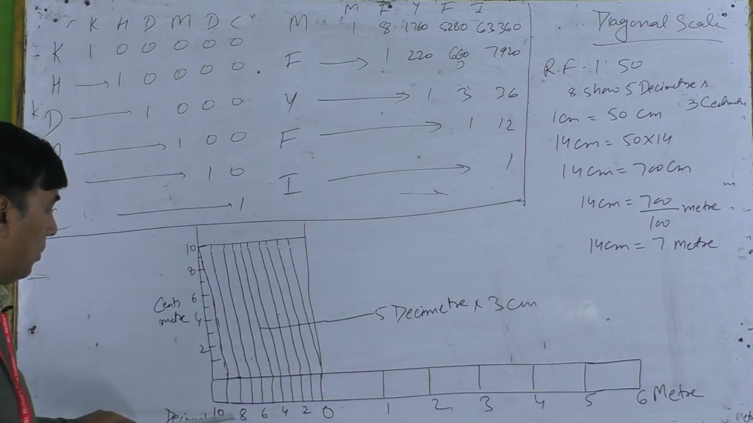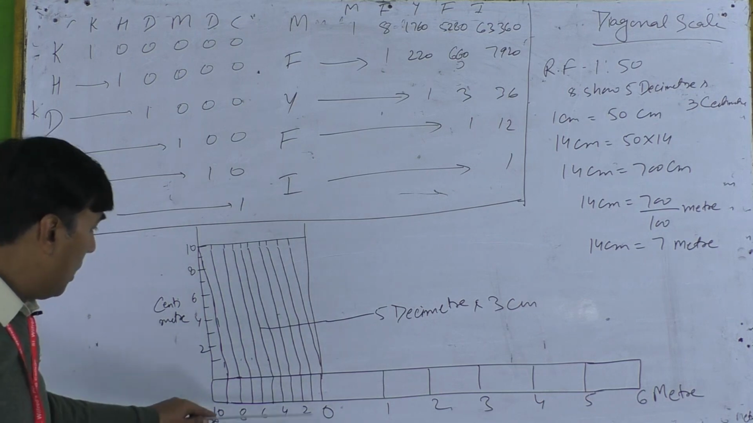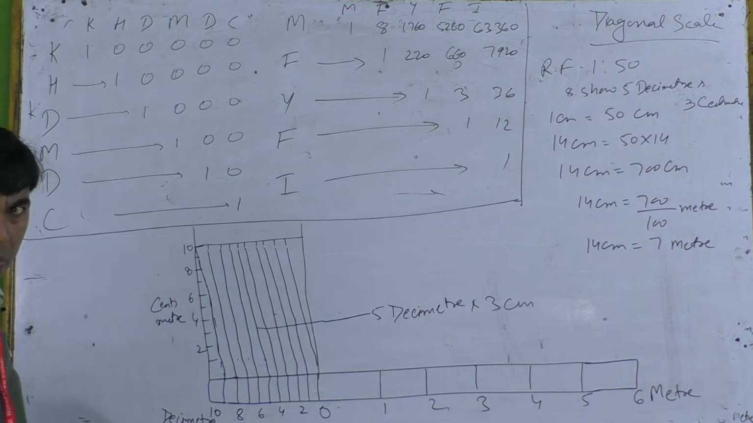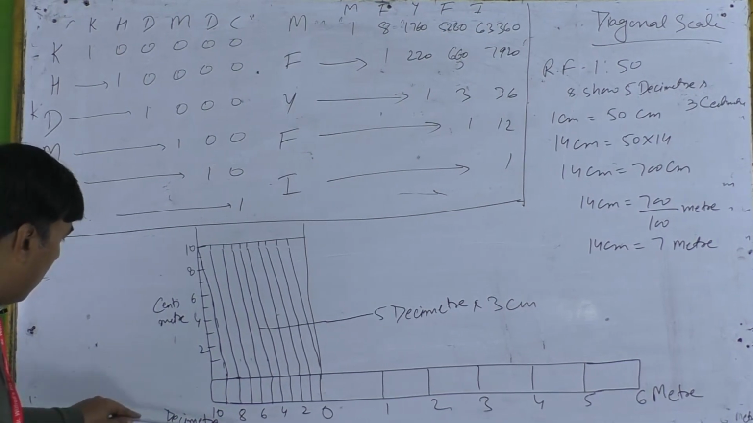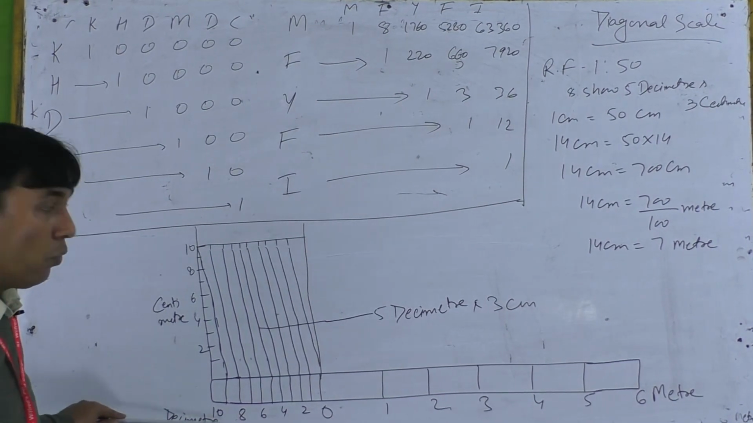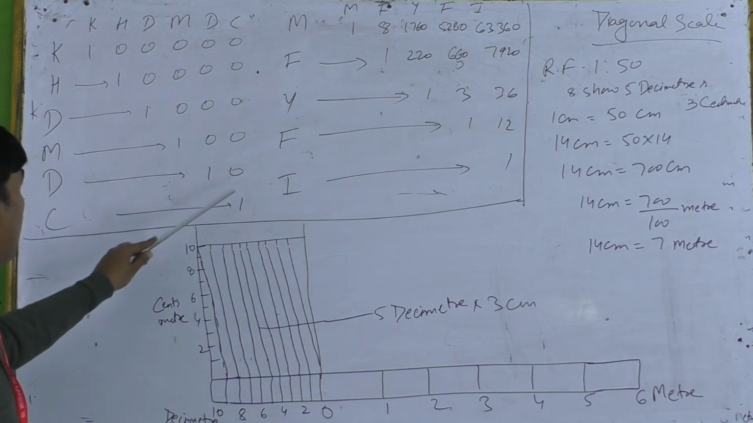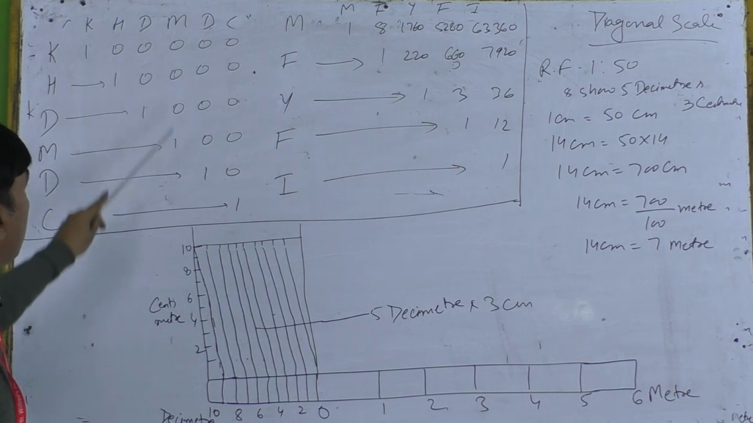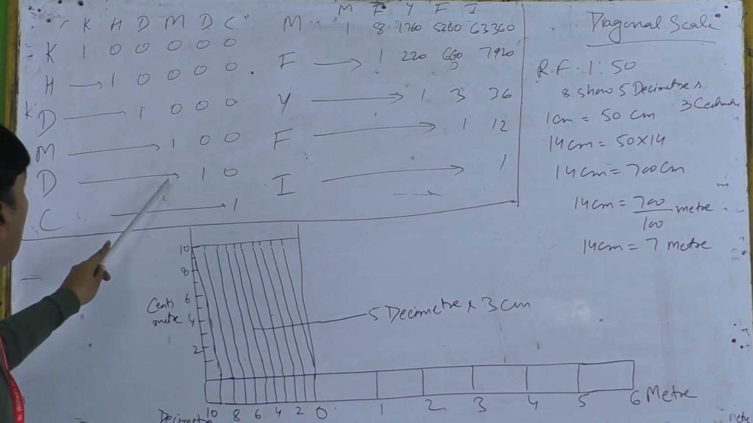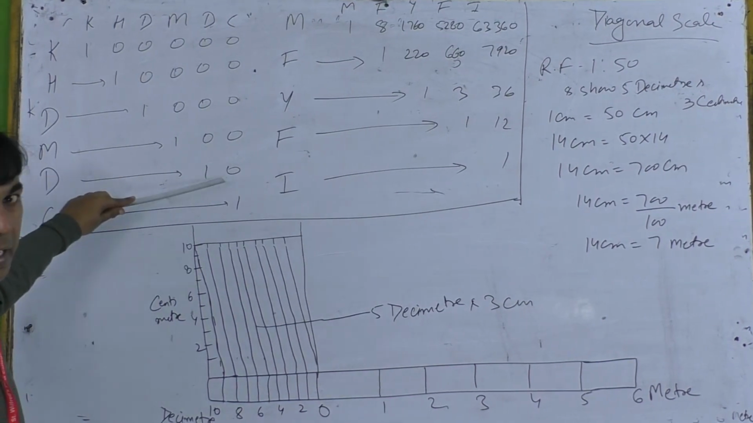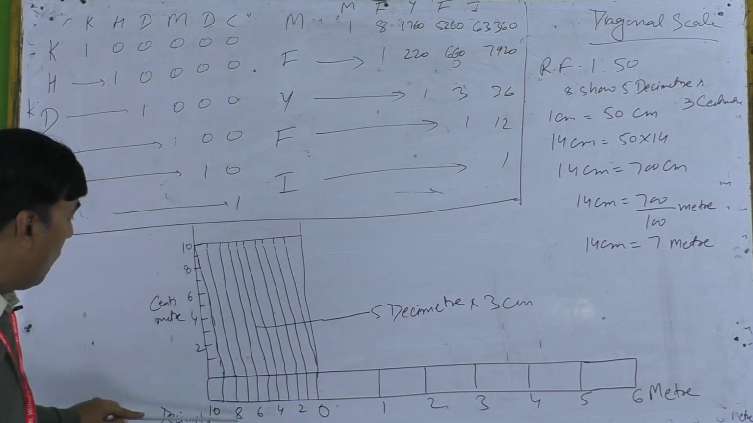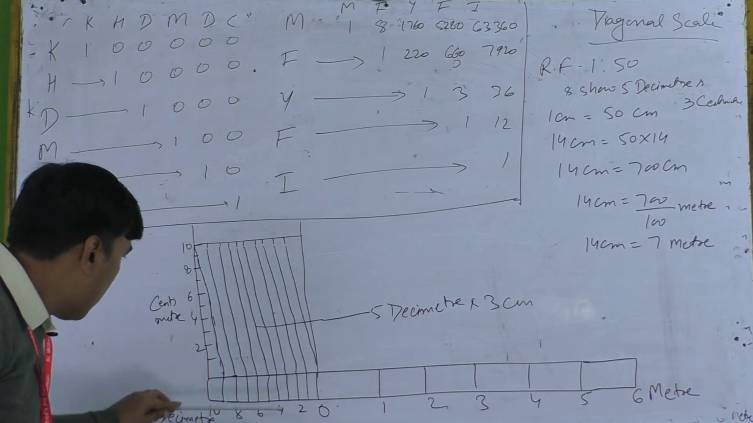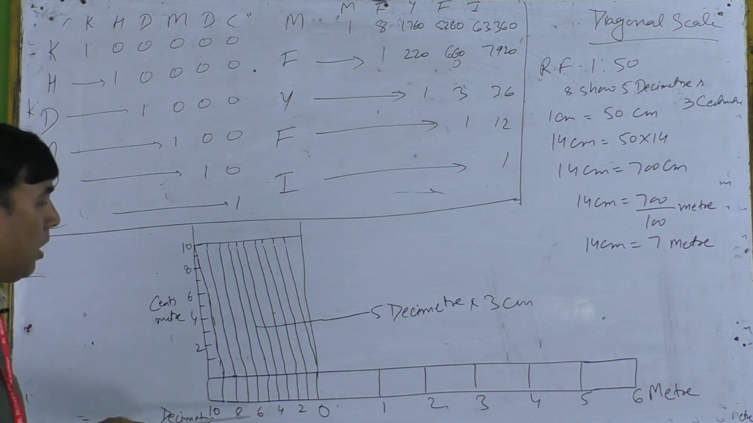Look here. So 0, 2, 4, 6, 8, 10 decimeter. How? 7 decimeter. Here we are showing decimeter. Why? Look here. Decimeter. Okay, and this one is meter. In 1 meter, how many decimeter? 10 decimeter. So that's why we are dividing the subdivision of this part in 10 equal parts.